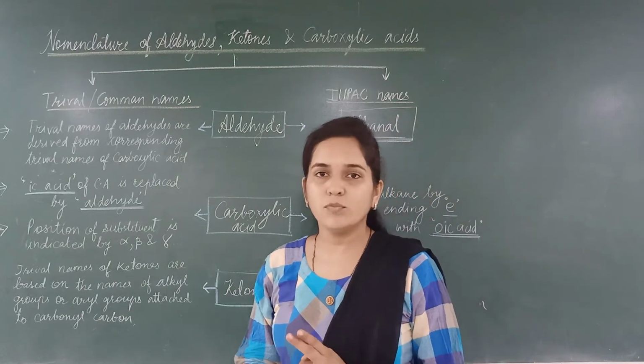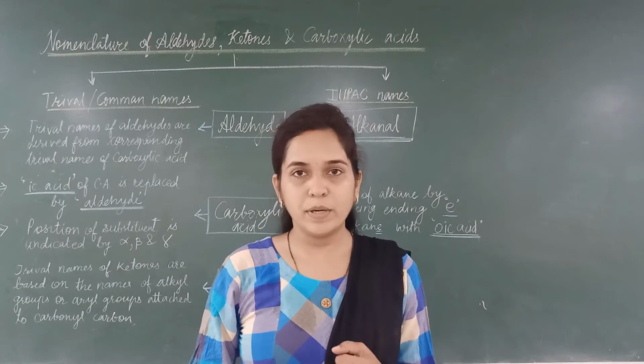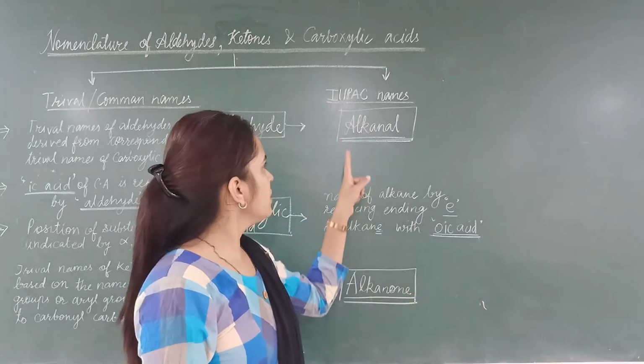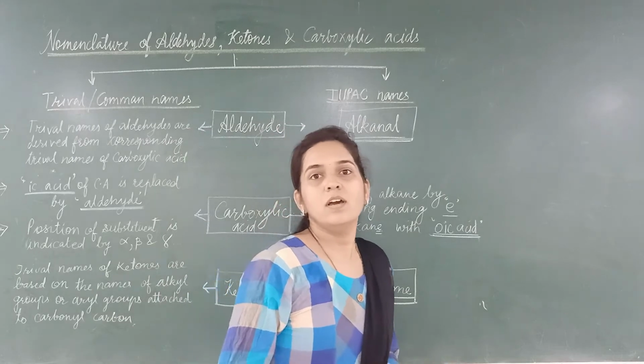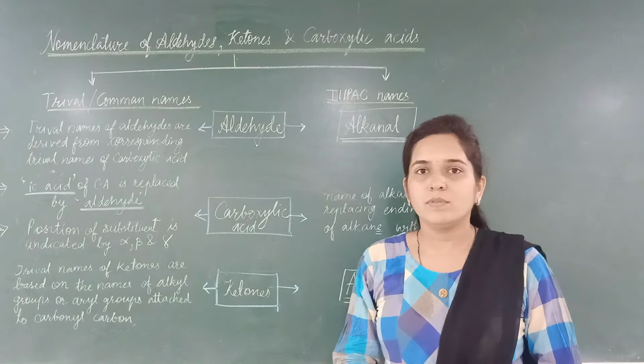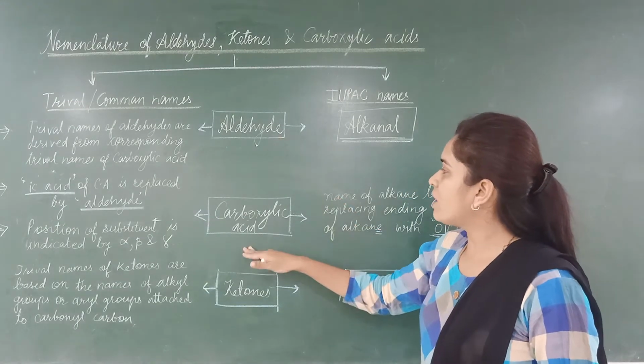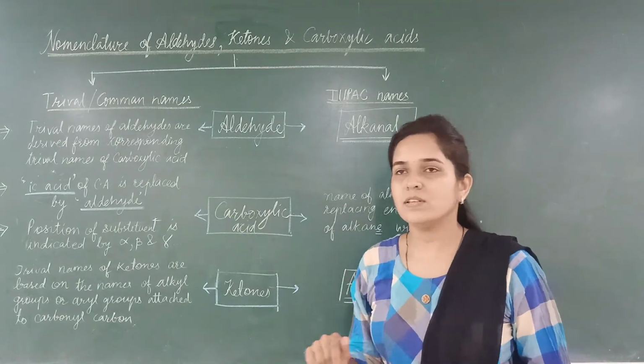There are two types of nomenclature: the trivial name, that is the common name, and the IUPAC name. The IUPAC name is the name which is used internationally. So let us start with the trivial or common names. First we will see the trivial or common names of aldehydes and carboxylic acids.